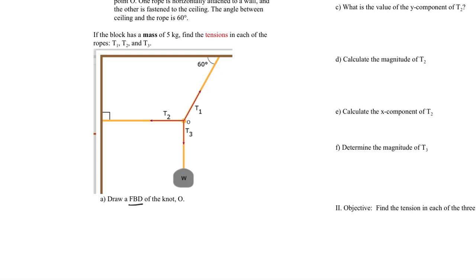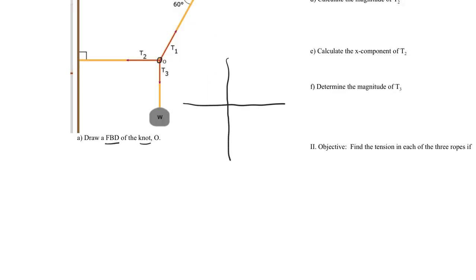FBD, free body diagram, shows all the forces that are applied to an object. Now, the object in this case is the knot, this thing right there. So I draw XY axis, and then I just draw the forces that they gave me. Okay, that's T1, T2, and T3.